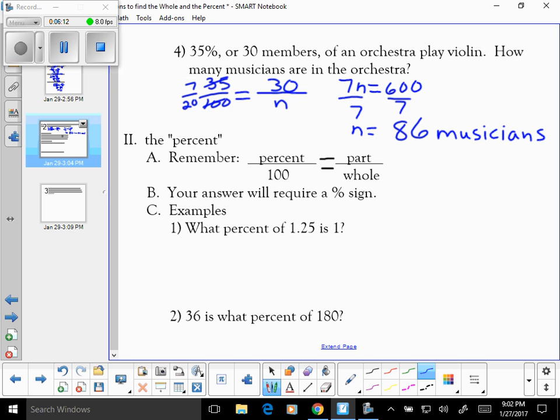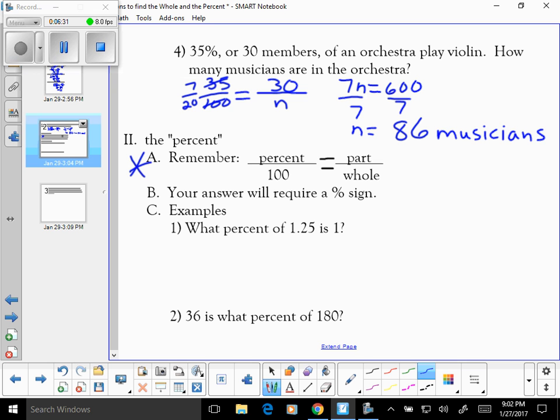The second part of the lesson is very similar, only this time we're going to be working with finding the percent. So obviously that means that you will still be using percent over 100. Cannot emphasize enough how important it is that you know that. Percent over 100 equals part over whole.